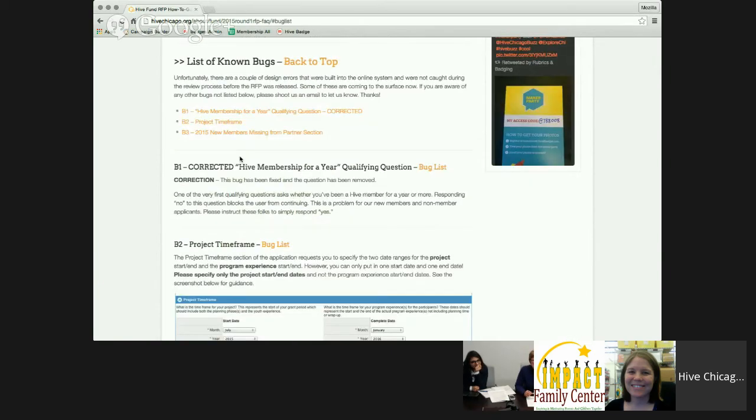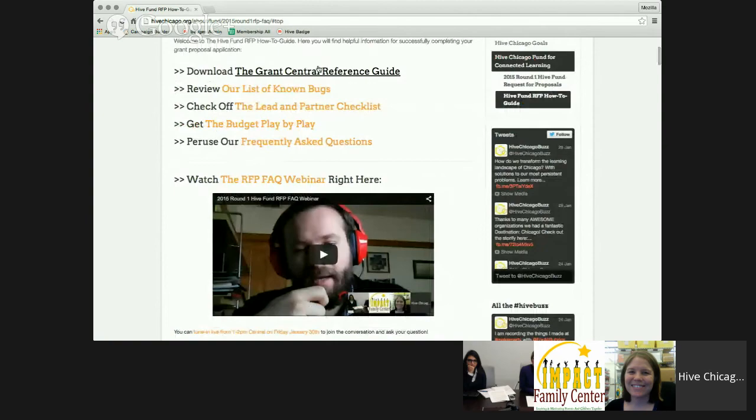We've mentioned them today. The project time frame, which Sana just highlighted, and the fact that some 2015 new members are missing from drop-down menus in the partner section because the membership process was only completed after the RFP was released. In addition, some members had been locked out because they hadn't been a member for a year. We've removed that qualifying question. So bugs like that have been identified in here.